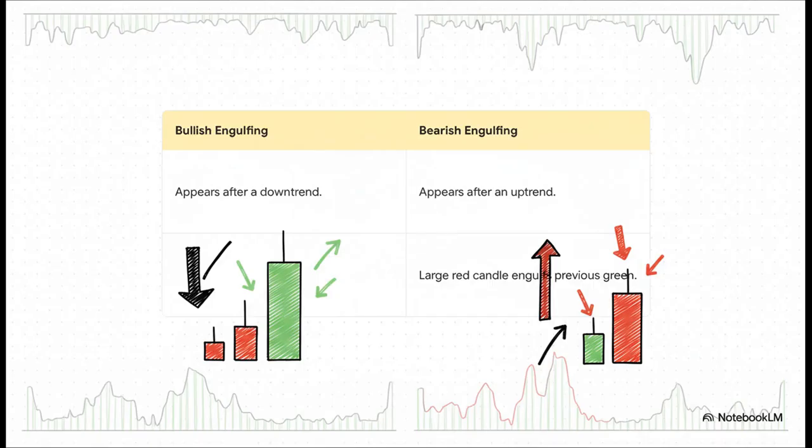A bullish engulfing happens after a downtrend. It's when a big green candle completely dwarfs, or engulfs, the previous small red one. It's like the buyers just stepped in and totally erased the seller's effort. And the opposite is a bearish engulfing, after an uptrend, where a huge red candle just swallows up a smaller green one. It's a very, very strong signal that the trend might be over.